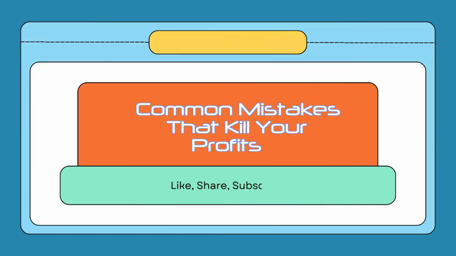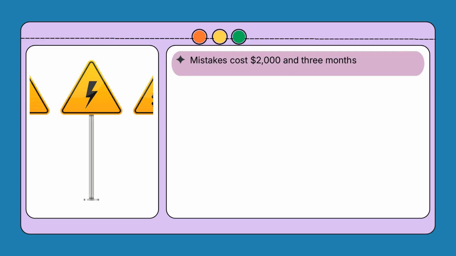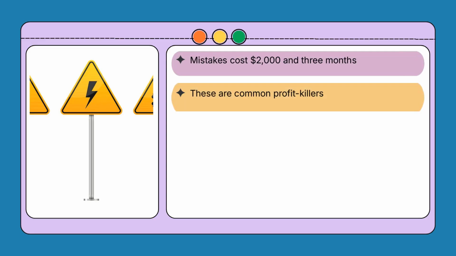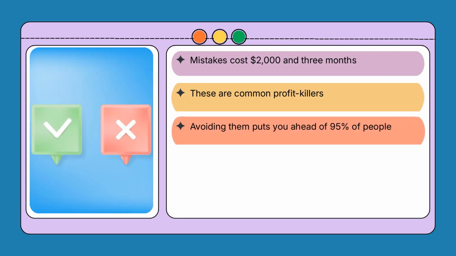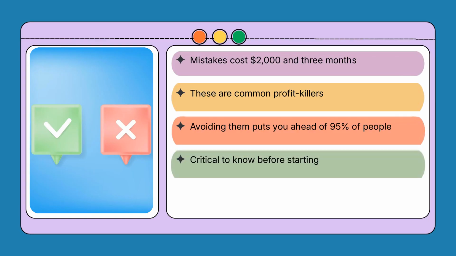Common mistakes that kill your profits. Before you start, let me save you from the mistakes that cost me $2,000 and 3 months of wasted effort. These are the profit killers that nobody talks about until it's too late. Avoid these, and you'll be way ahead of 95% of people trying to make money with AI.